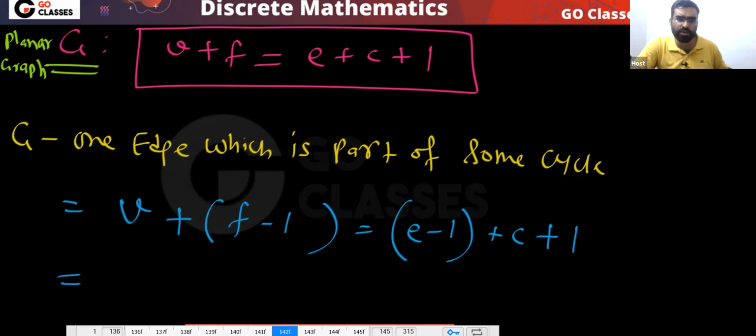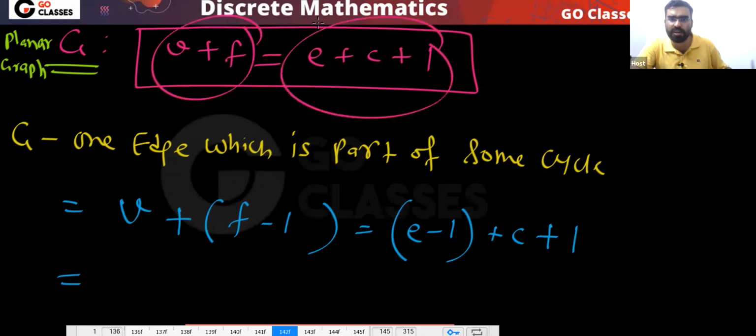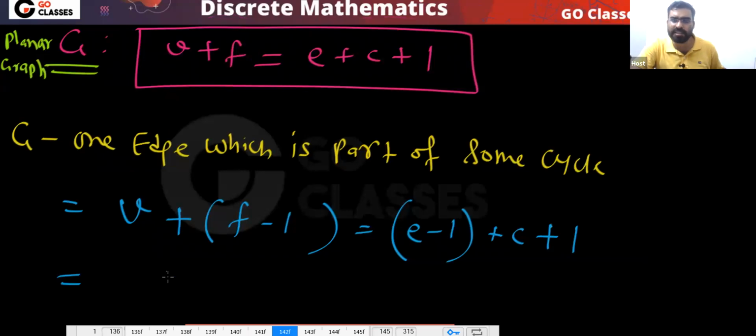So again, the formula is balanced, yes or no? Because you are removing one from here and one from here. You can very easily see the formula is balanced.